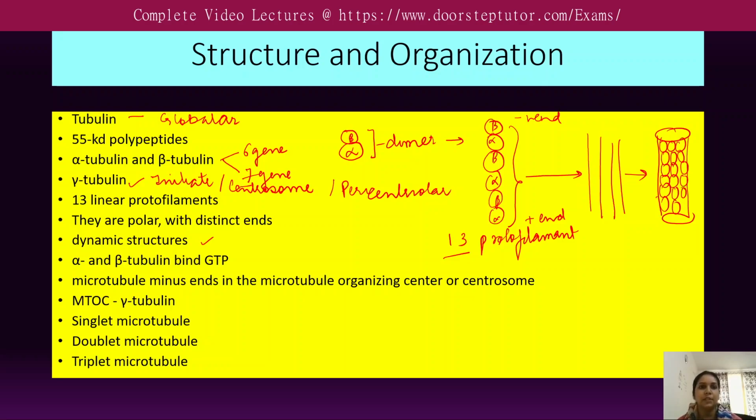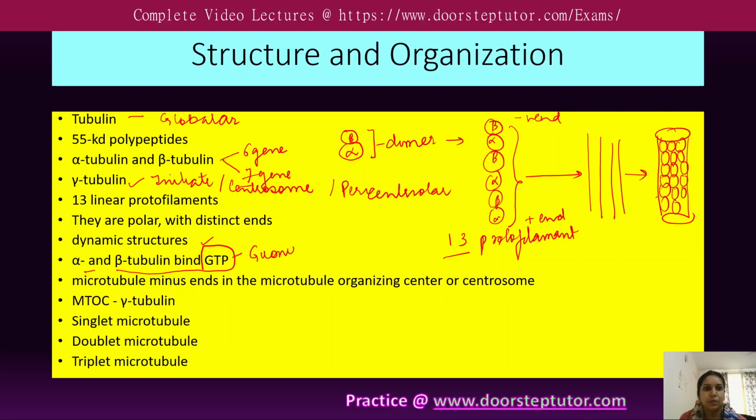That is why they are dynamic structures. They are not rigid or static structures. Now, what happens in polymerization? Some form of ATP or GTP molecules is required. In this case, the alpha and the beta tubulin bind to the GTP molecule, that is guanosine triphosphate.